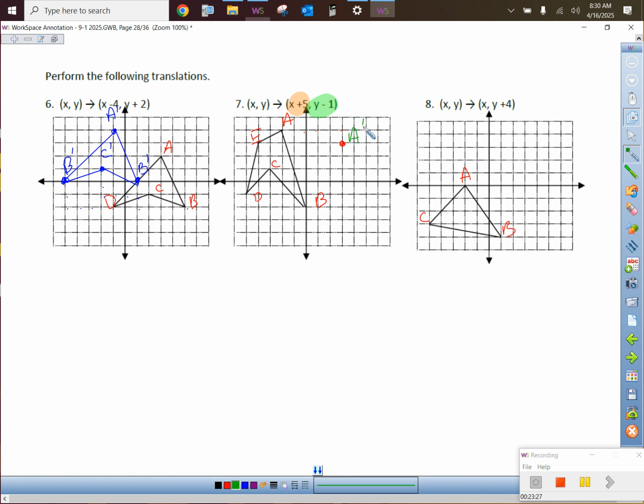A prime. 1, 2, 3, 4, 5 units right, 1 unit down. B prime. 1, 2, 3, 4, 5 units right, 1 unit down. C prime. And 1, 2, 3, 4, 5 units right, 1 unit down. And oh no! B and D prime end up on the same spot. They are different though. It didn't translate to itself, so we will have the 2 different letters. It's not B and B prime, it's B and D prime, so we'll have it. Then see if you can connect those guys together.